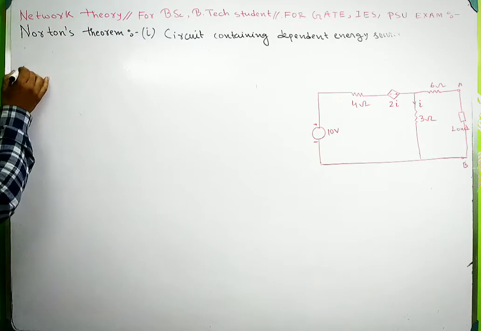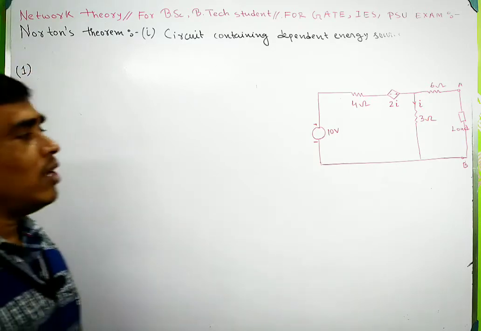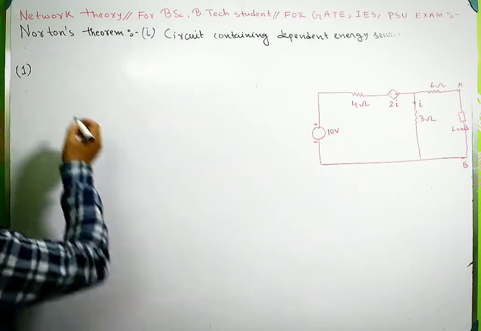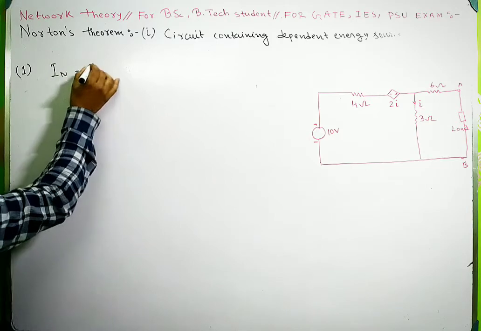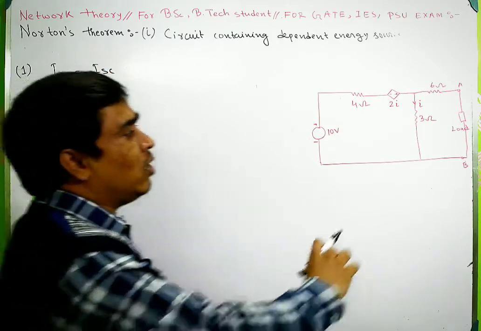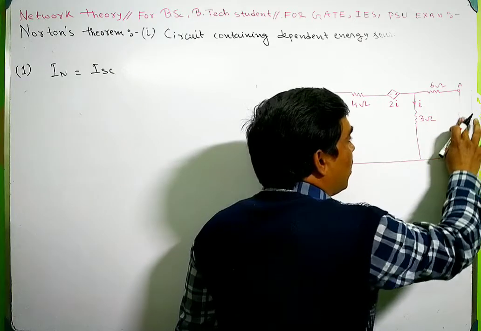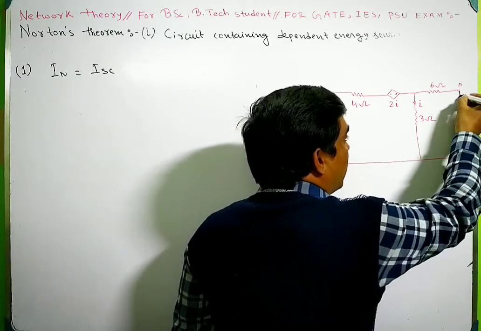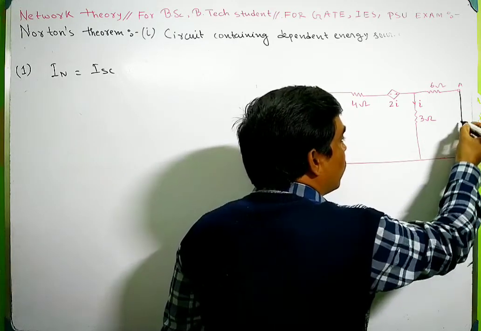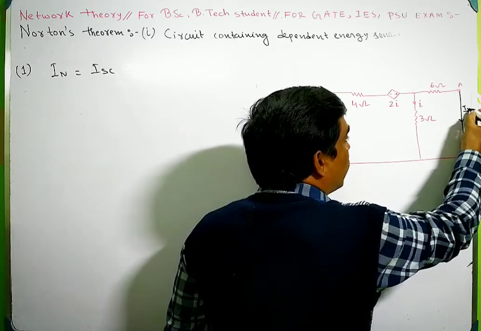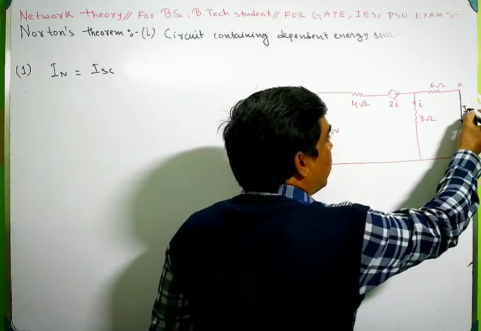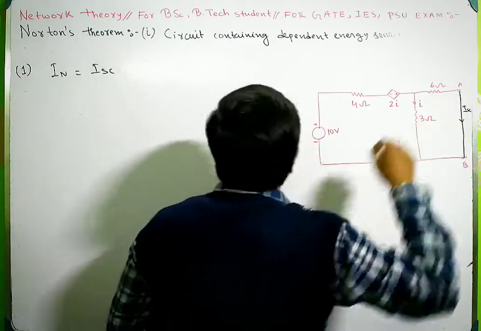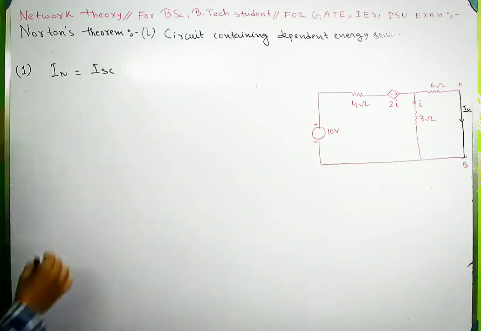So how to calculate this problem? Number one, you have to calculate the ISC, that means IN equals ISC, the short circuited current to the given terminal. So this is the terminal, this is the terminal. You have to short circuit it. This is the short circuited current. You have to calculate this short circuited current because IN equals ISC.